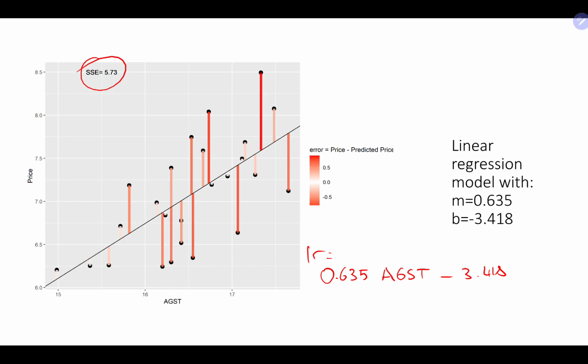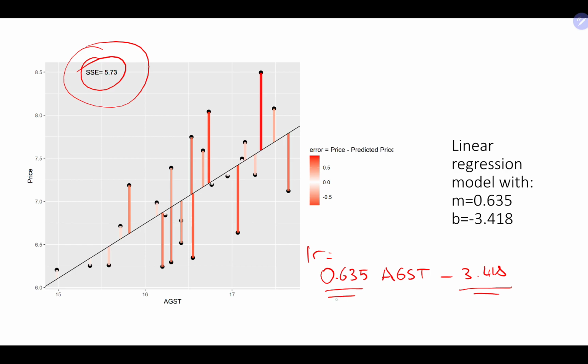So the others were me randomly trying different slopes and values for the model. This one is the final model obtained by building the linear regression model in R. Basically, this is the best the model can achieve. By using these coefficients, this is the lowest error I can achieve, 5.73. The sum of squared errors is 5.73, so it cannot go lower than this. If I make any small changes to these coefficients, the error will go up again. So this is the best model I can fit.